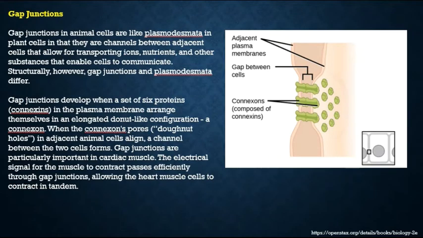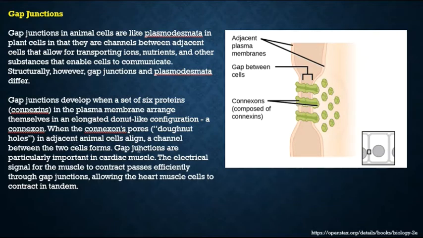Last are the gap junctions. Gap junctions in animal cells are like plasmodesmata, in that they are channels between adjacent cells that allow for transporting ions, nutrients, and other substances. So, tight junctions don't allow movement in places where it is not needed. Gap junctions allow the movement. Gap junctions develop when a set of six proteins in the plasma membrane arrange themselves in an elongated donut-like configuration, a connection like this.